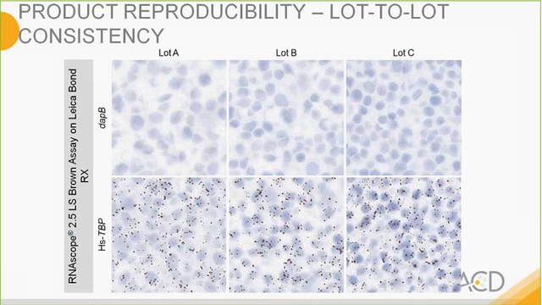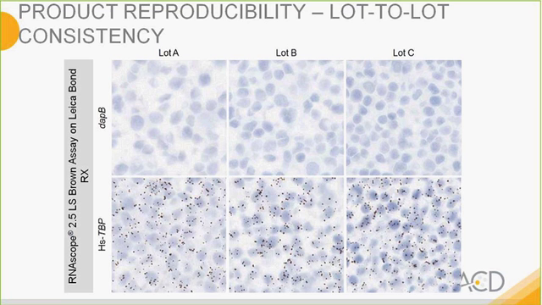Okay. So the next thing I'd like to highlight is the reproducibility and consistency of the RNAscope 2.5 product line. To first test the consistency of multiple lots of RNAscope reagents, we selected 3 lots on the LS platform using HeLa cell pellets. We tested with both the manual and automated assays and examined detection of DapB, our negative control probe, as well as a positive control probe, TBP.